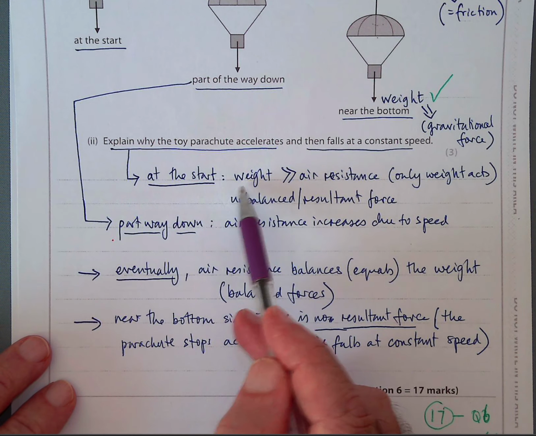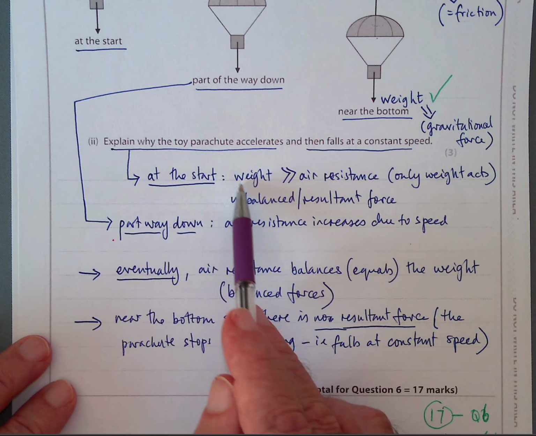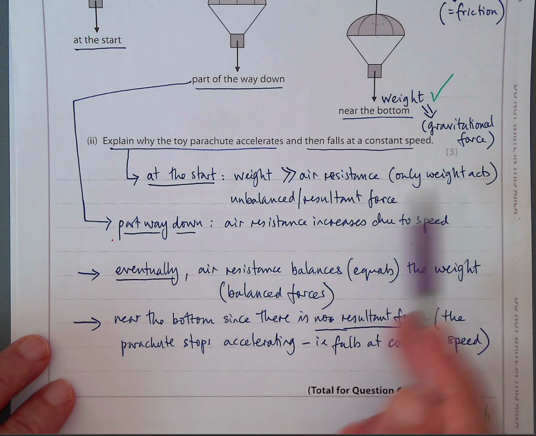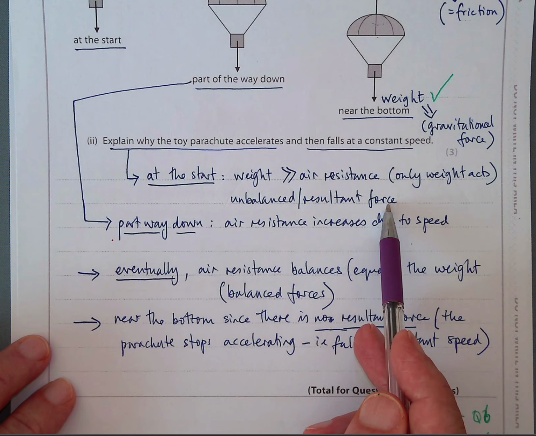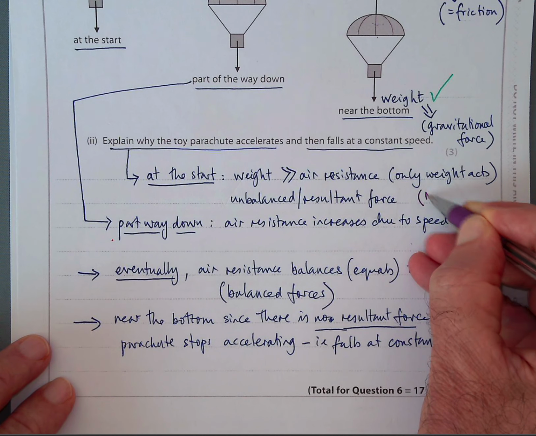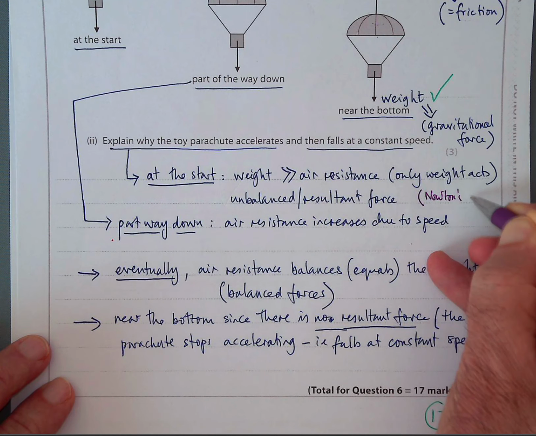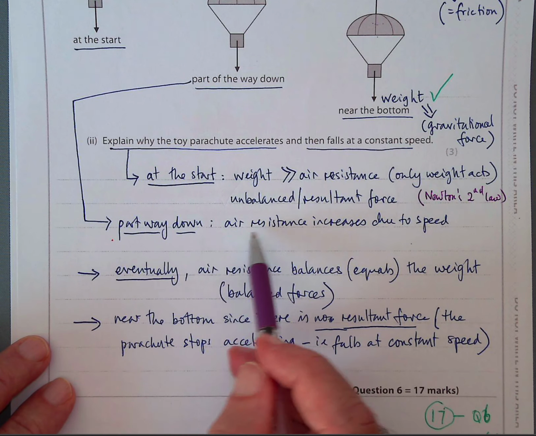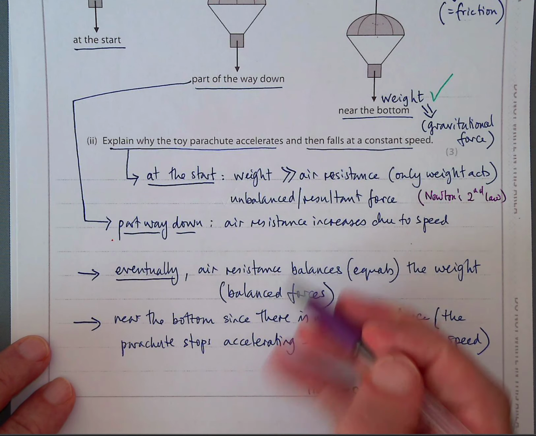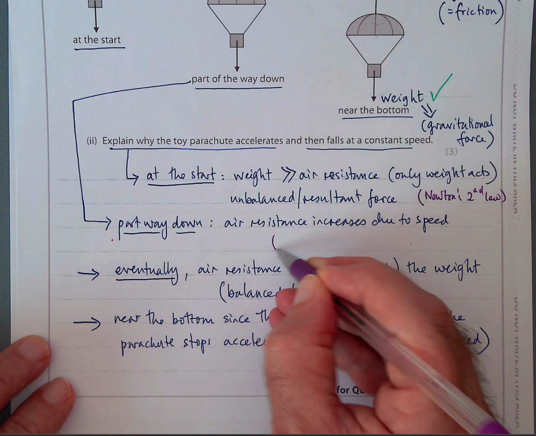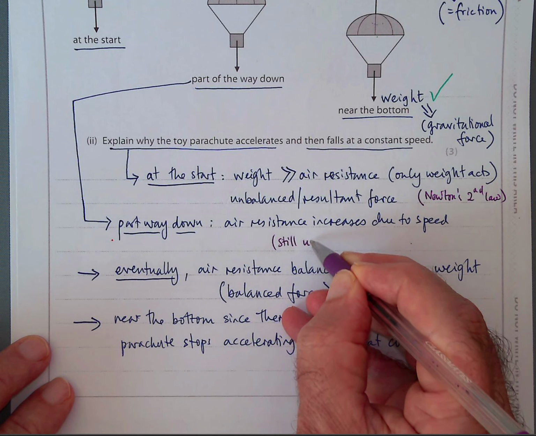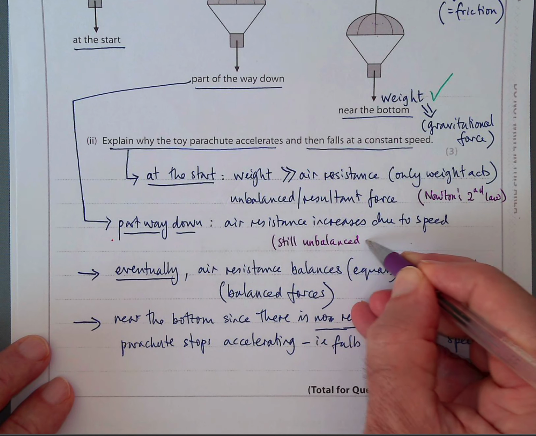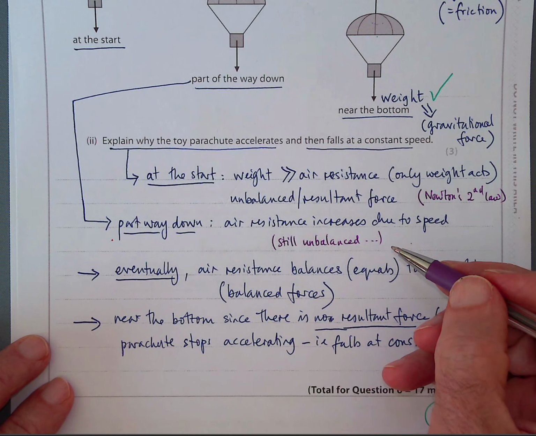So at the start, the weight is much greater than the air resistance, or you could say that only the weight initially is acting, and therefore you have an unbalanced force situation. Remember, if you have an unbalanced force situation, that's Newton's second law, unbalanced forces. Part way down, the air resistance increases due to speed, but it's still unbalanced because the weight is greater than the drag. So it will still accelerate, but it won't accelerate as fast.